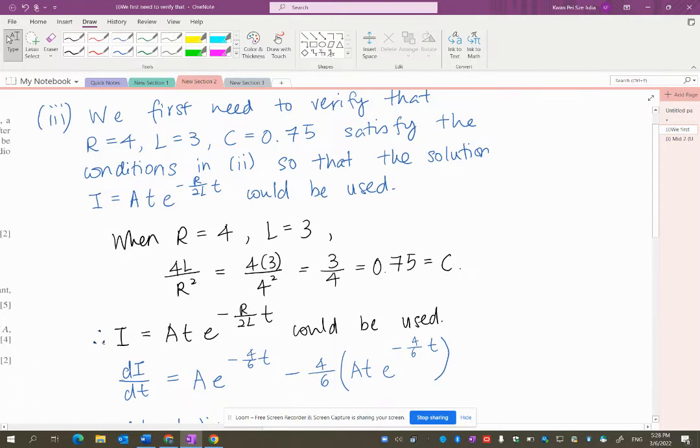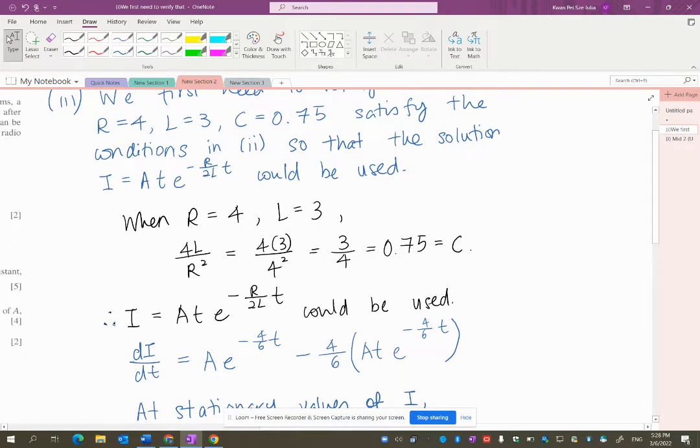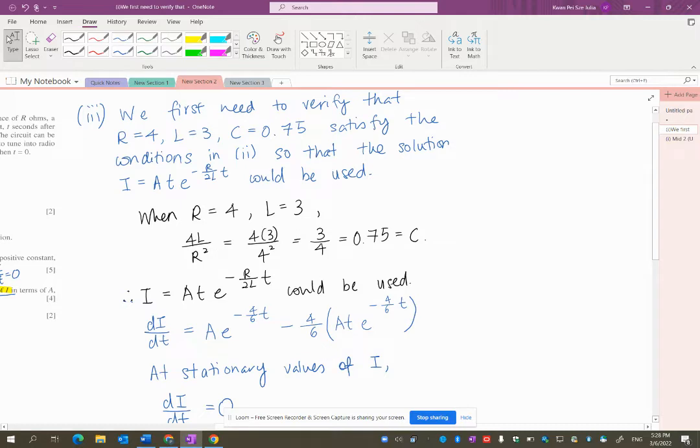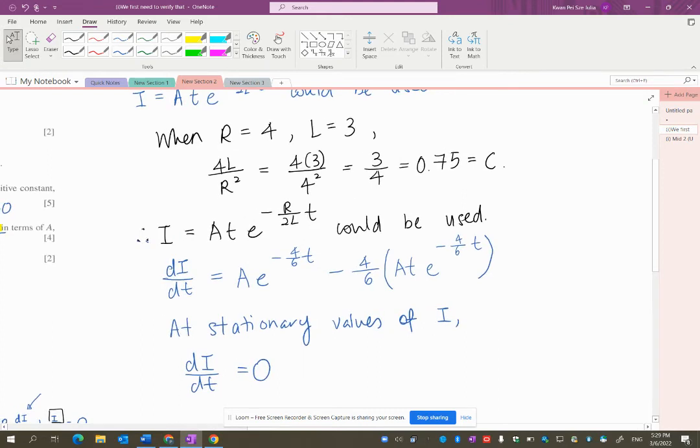We do that by just substituting R equals 4 and L equals 3 into the right hand side of C equals 4L over R squared. After substituting, I realize that it equals 0.75, which is the value of the left hand side, which is C. So therefore, we can say that the solution I equals A t e to the power of minus Rt over 2L could be used, or any differentiation of that could be used. Okay, so now remember we need to find the maximum I. To do that, we need to set dI/dt equal to 0.